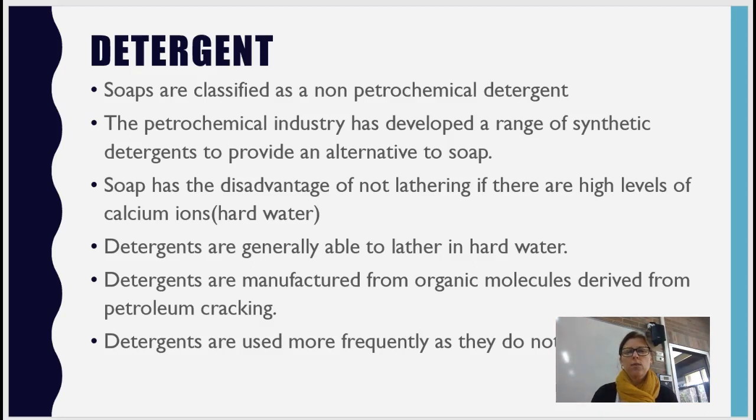So if we've got high levels of calcium in our water, and sometimes you'll see that in terms of scaling on our shower heads and so forth, they won't lather as well. A detergent is still able to lather in that hard water. And they're also used more frequently because they don't produce scum.